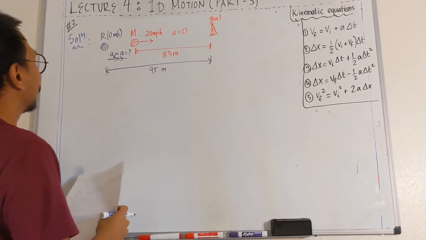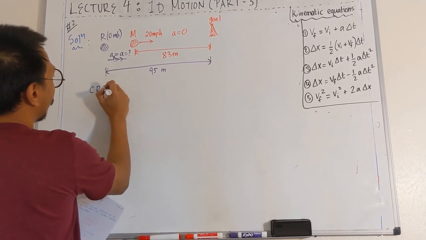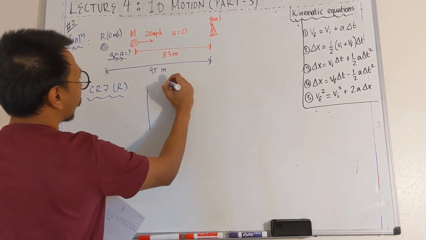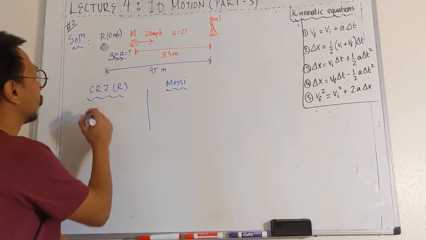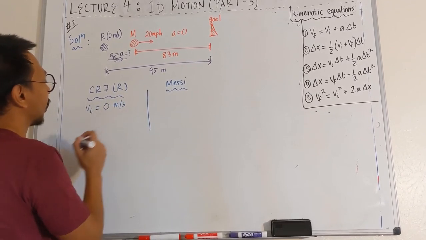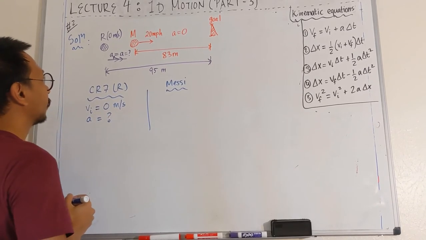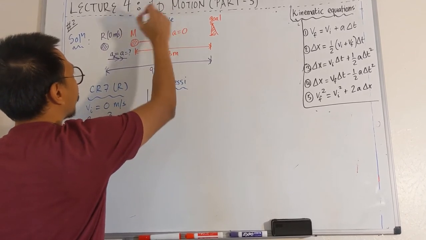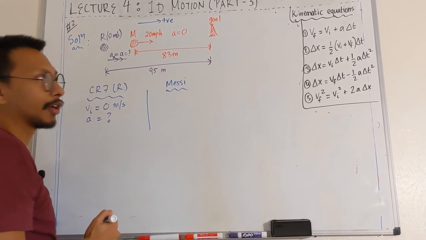Now our second step is to make two columns. One for CR7 or R, and one for Messi. Okay, and note down all the variables that we know. What do we know? CR7, VI, starts from rest, so 0 meters per second. Acceleration is unknown. This is our target variable. Oh, and let's say we take this direction to be positive. I always keep forgetting this, but that is very important. So remember, always define a clear positive direction before you start the problem.